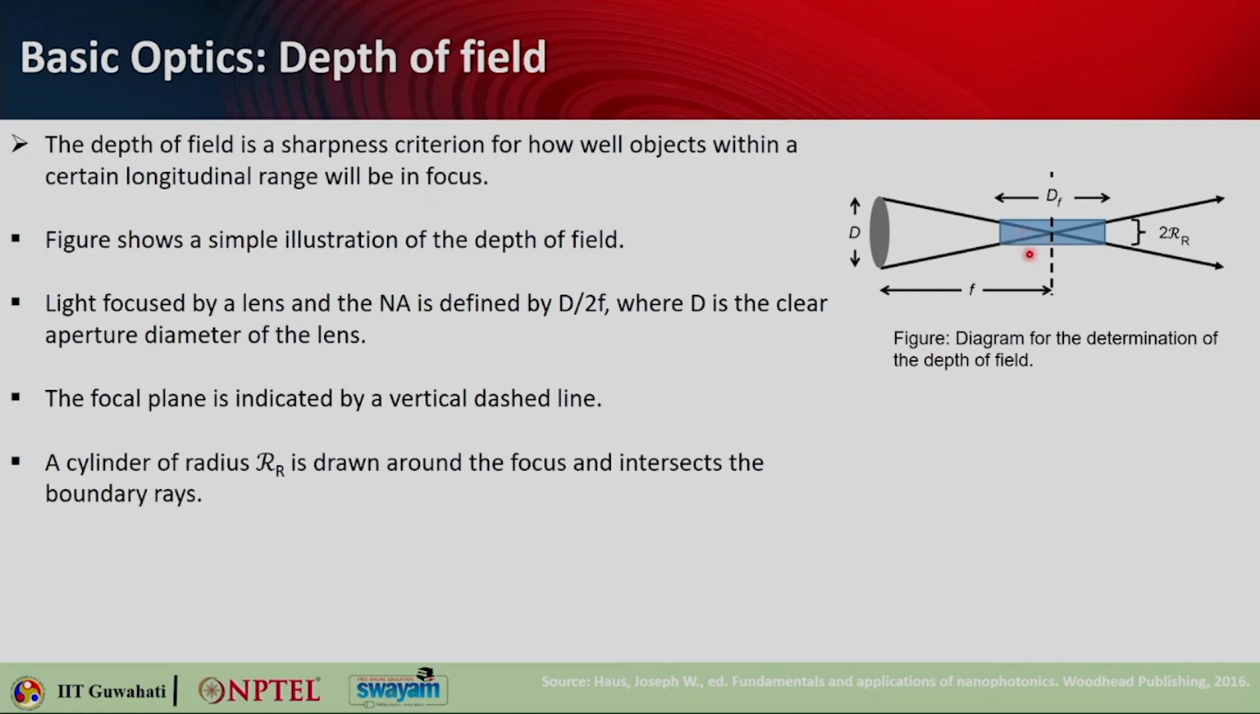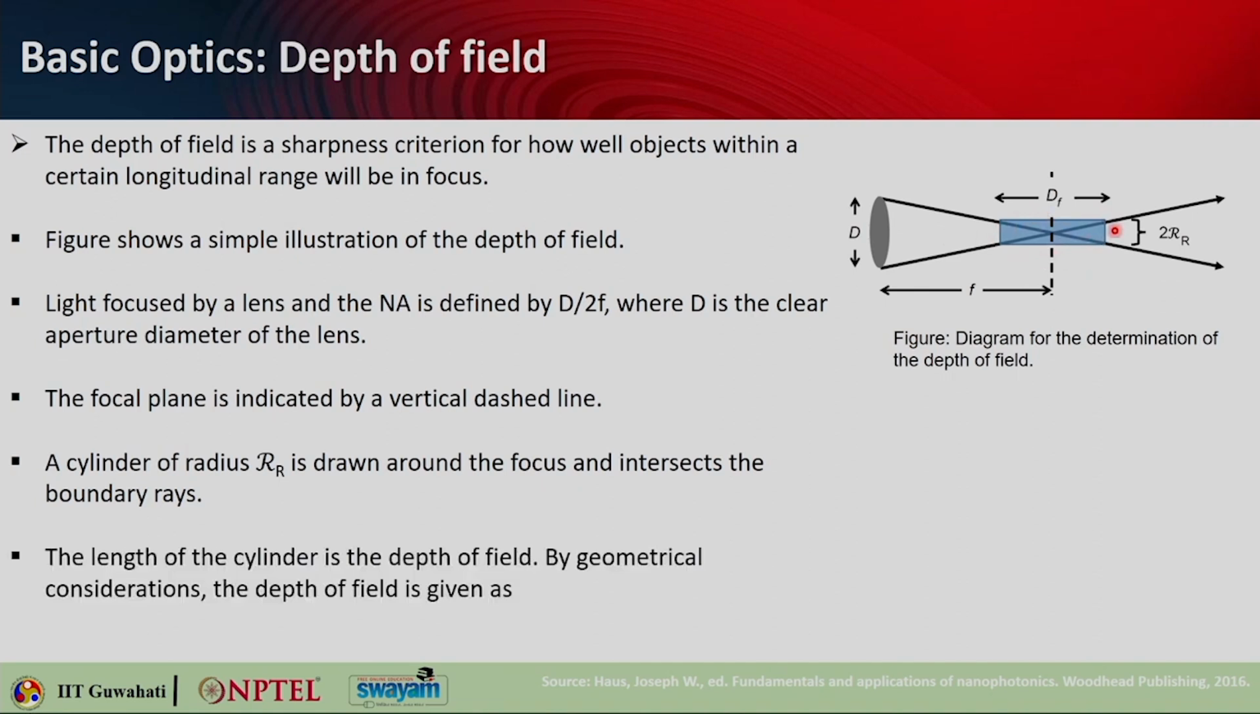Now, if you draw a cylinder of radius r around this point, so that it intersects the boundary rays, the length of the cylinder is basically the depth of field, df. If you do the geometrical consideration, you can find the value of df to be 1.22 lambda over NA square. So, within this particular length, the object will be in focus. Outside that, it will be out of focus.